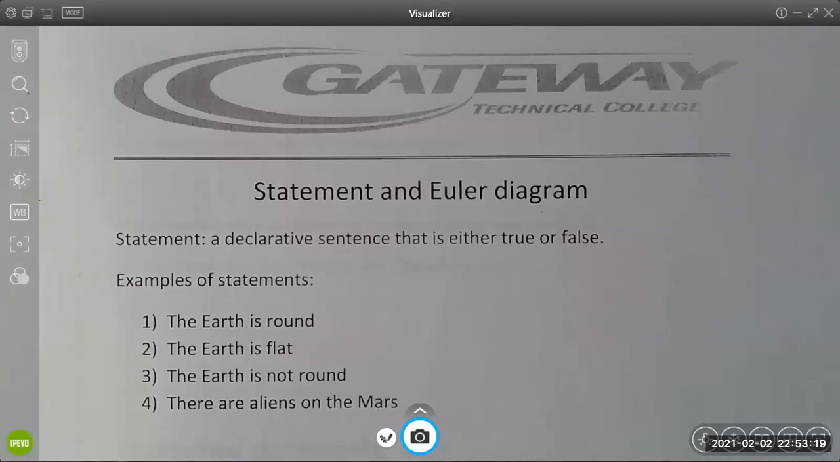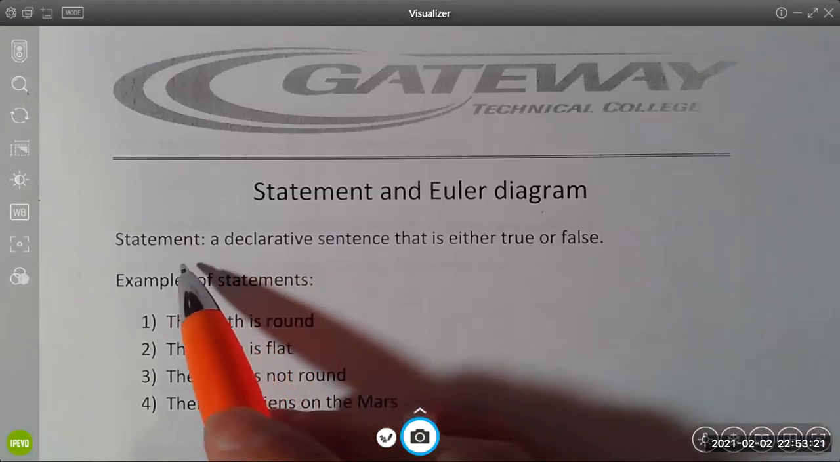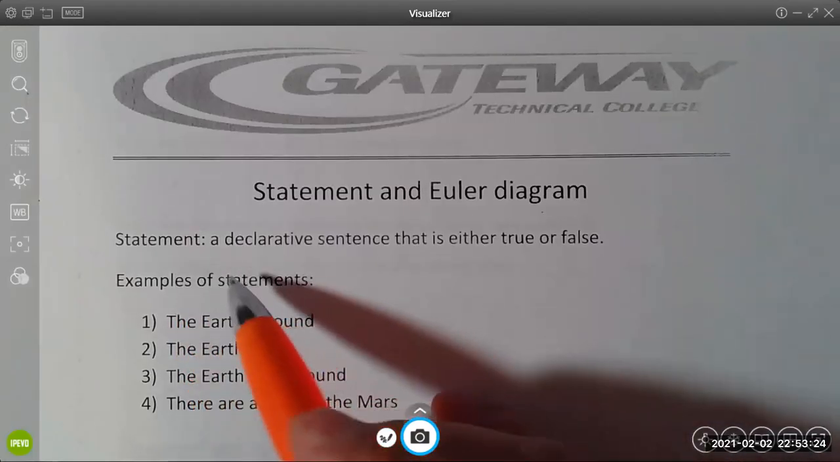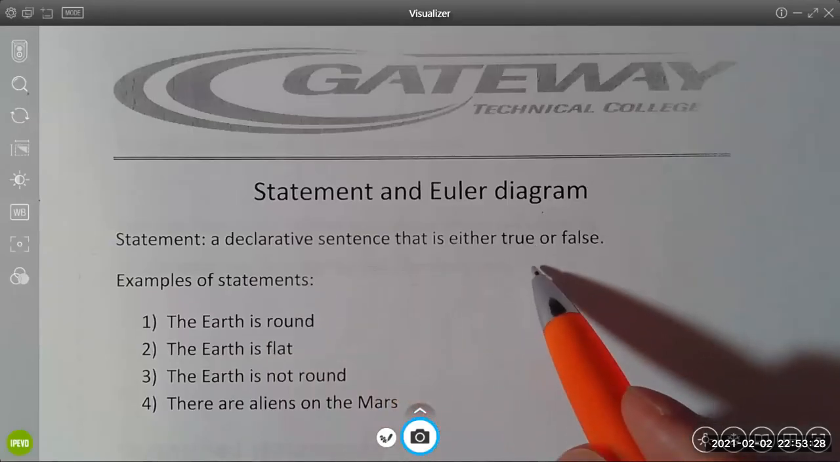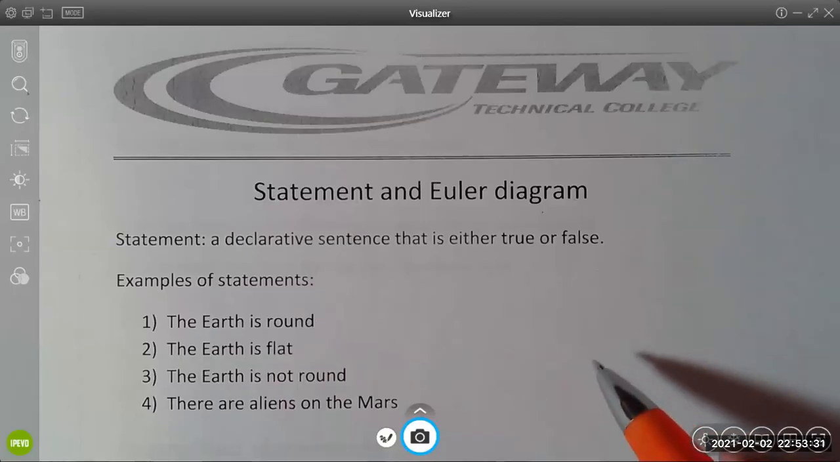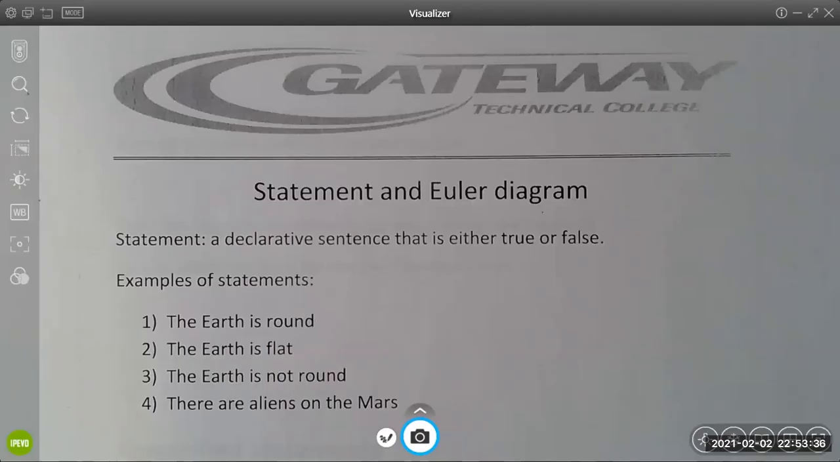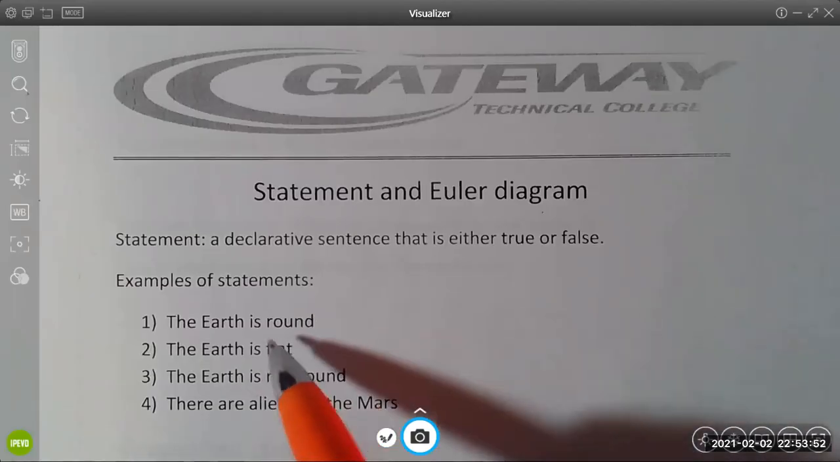First of all, statement. This is the definition of a statement, which is a declarative sentence that is either true or false. That means you make the declaration, and that declaration can only be true or false, cannot be anything else. In other words, it can only have two logical values, either true or false. Let's look at some examples of statements.